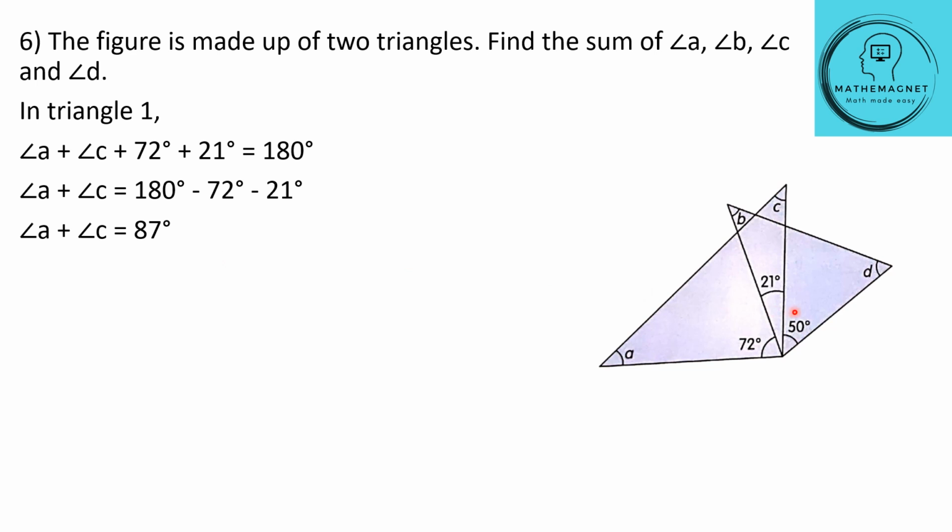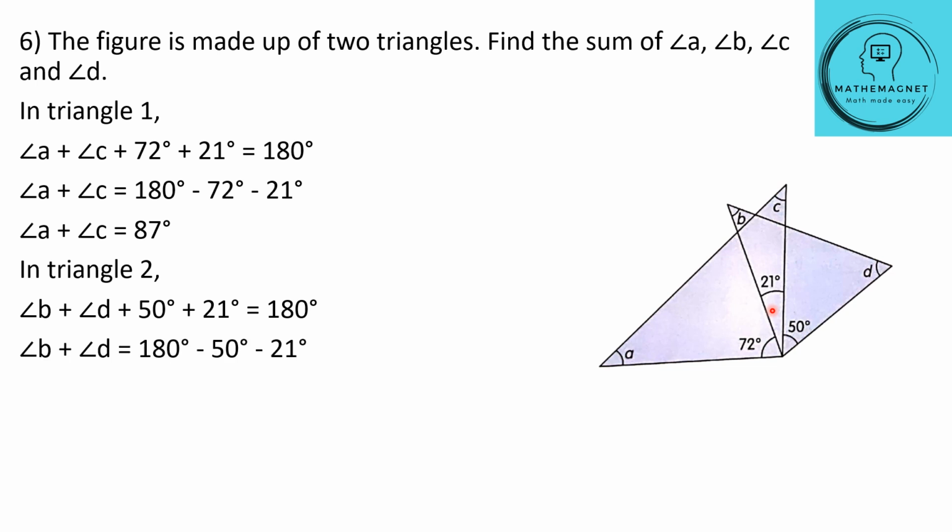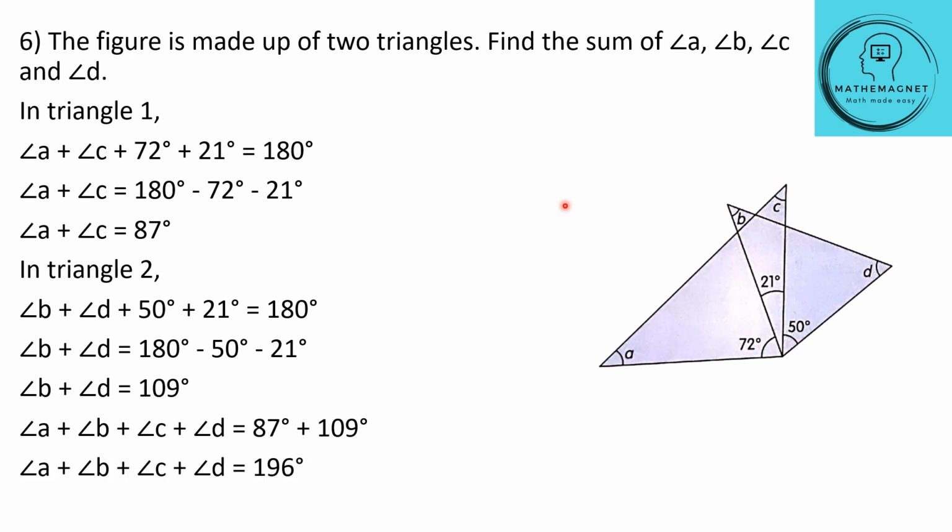Now let's go to triangle 2. In triangle 2, angle B plus angle D plus this angle is 50 plus 21 will be equal to 180 degrees. So angle B plus D will be 180 minus 50 minus 21, which is equal to 109. Now we know the sum of B plus D is 109 and the sum of A plus C is 87. So the sum of A plus B plus C plus D will be equal to 87 plus 109, which is equal to 196 degrees. The question was to find the sum of the unknown angles. So the sum of unknown angles is 196 degrees.